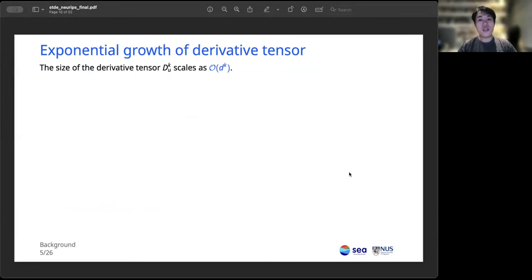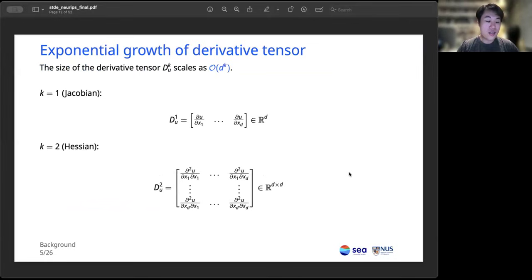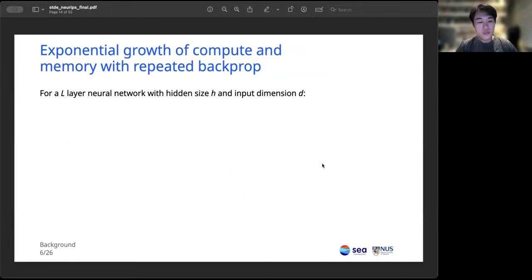So now let's dive in a little bit. First of all, you never want to compute the entire derivative tensor because this has exponential scaling in K. Just for a quick illustration, if you have a scalar valued U, then the first derivative, the Jacobian, is a vector, the second derivative is a matrix, and the third derivative is a rank 3 tensor. As you can see, this grows exponentially, and you will never want to store this explicitly. Actually, backward mode avoids storing this, but still it has exponential scaling.